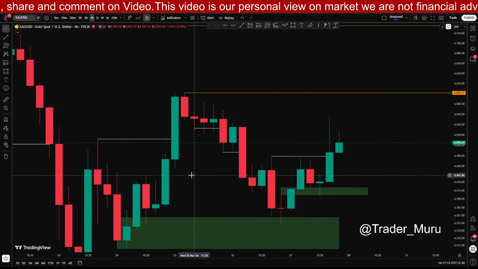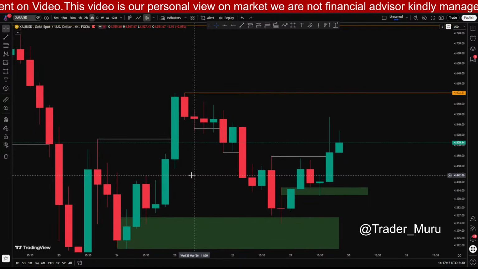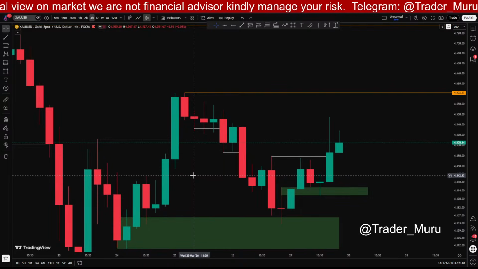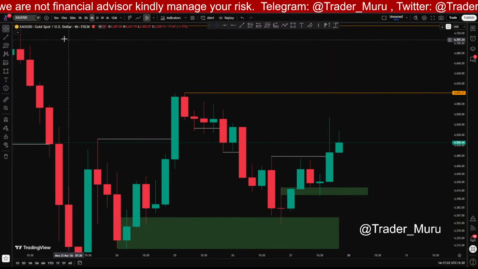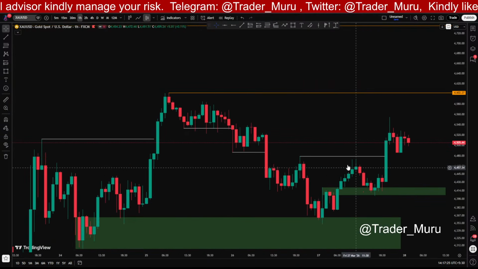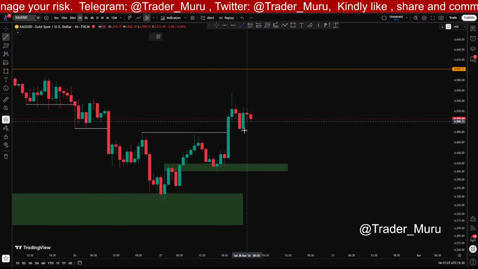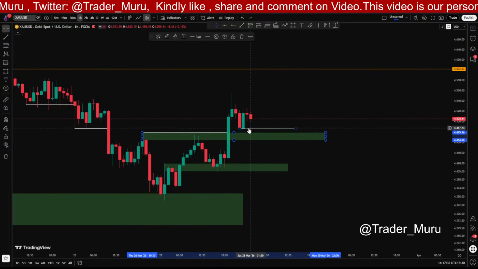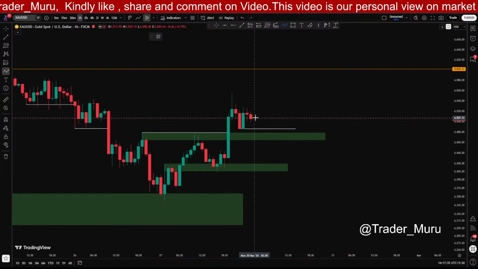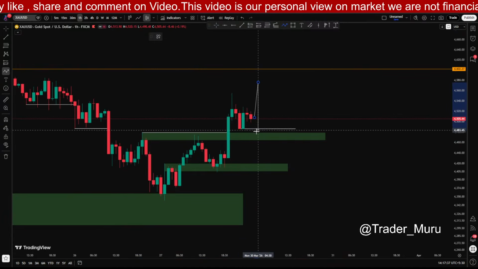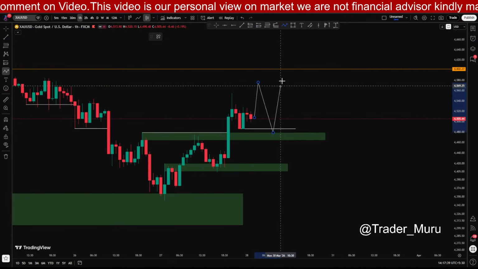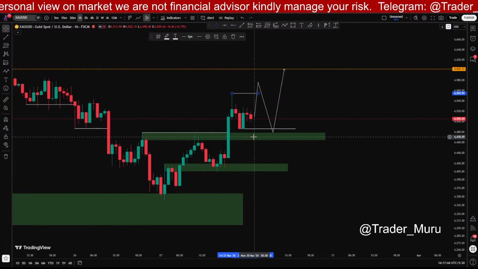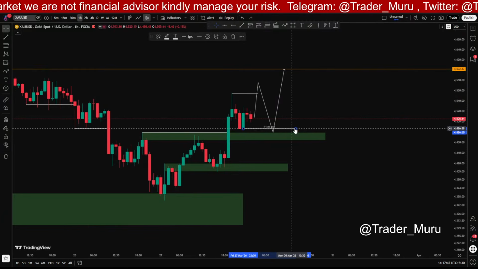So the goal needs to retest the change of character to go even further. If we try to find another entry, yes, we can find another entry. It recently had a change of character. If it goes upside without testing these areas, it will take this low as an inducement. Suppose it goes upside like this without testing this zone, then it will again drop, test this area and pump. This low will act as an inducement.